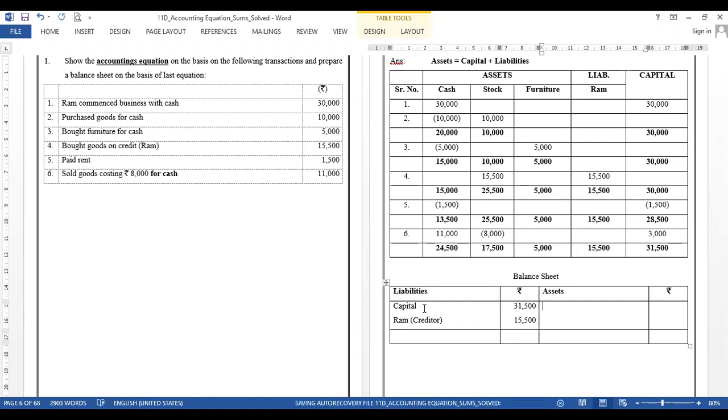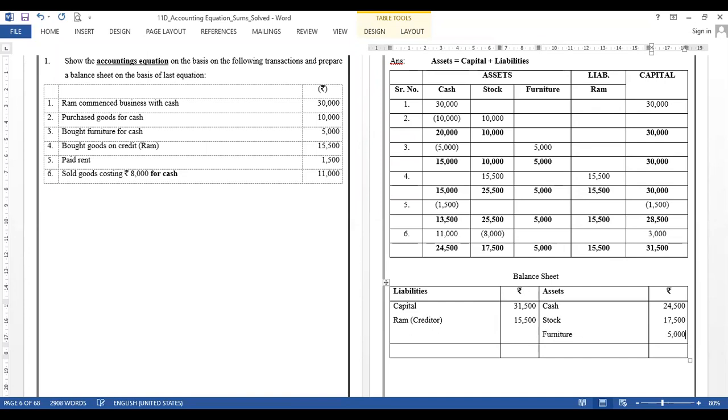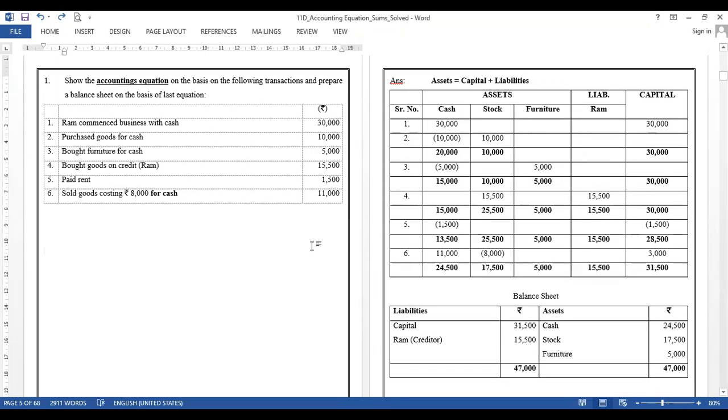Assets, I can see I have 3 assets: cash, stock, and furniture. Cash is 24,500, stock is 17,500, and furniture is rupees 5,000. After placing the assets and the liabilities on the respective sides, let us get the total. 31,500 plus 15,500 is 47,000. Similarly, over here, please get the total. 24 plus 17 is 41, 42, 47. Okay. Done. So that's all for this sum.